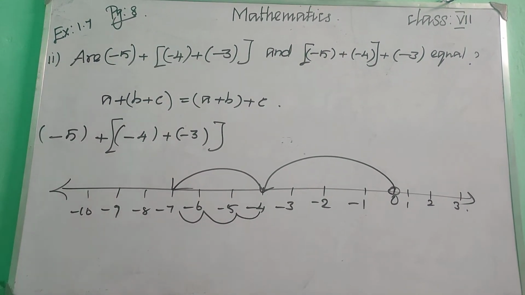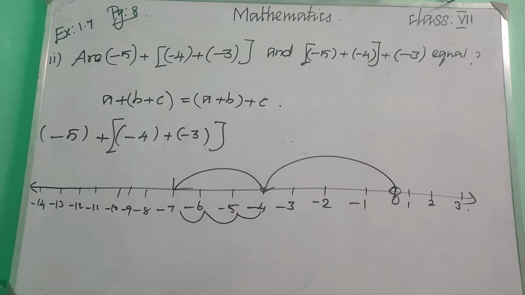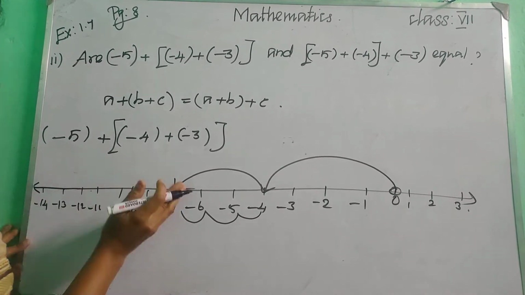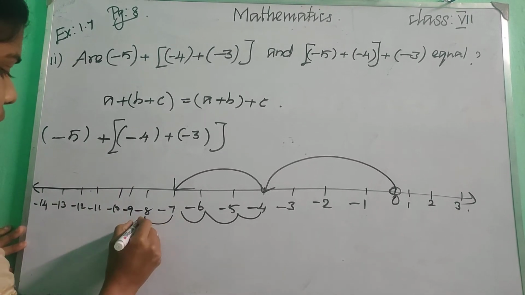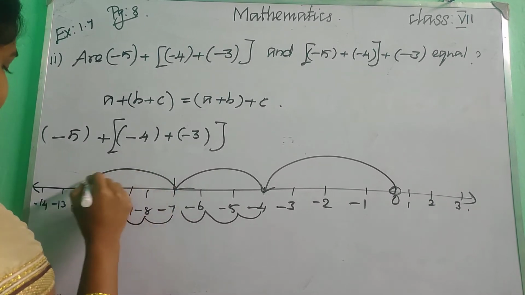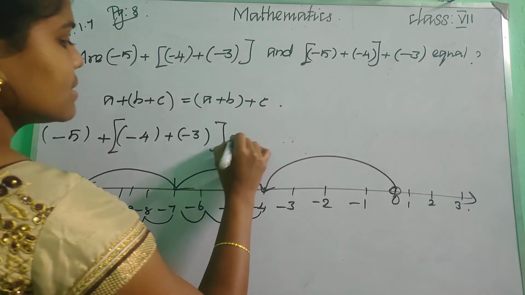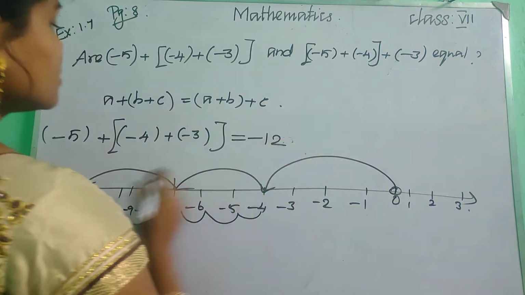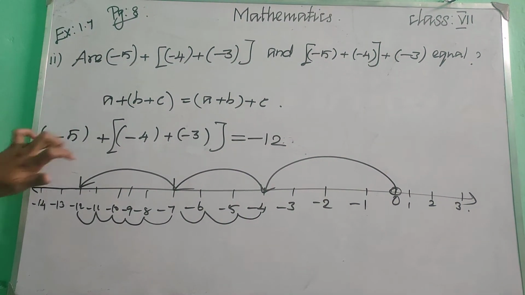Minus 5 is also in the negative direction. So let us do it. We need to move minus 5, which is on the left side, right? So 5 steps on the left side. So 1, 2, 3, 4 and 5. So we are getting the answer as minus 12. Okay, children, so for LHS we are getting the answer as minus 12.